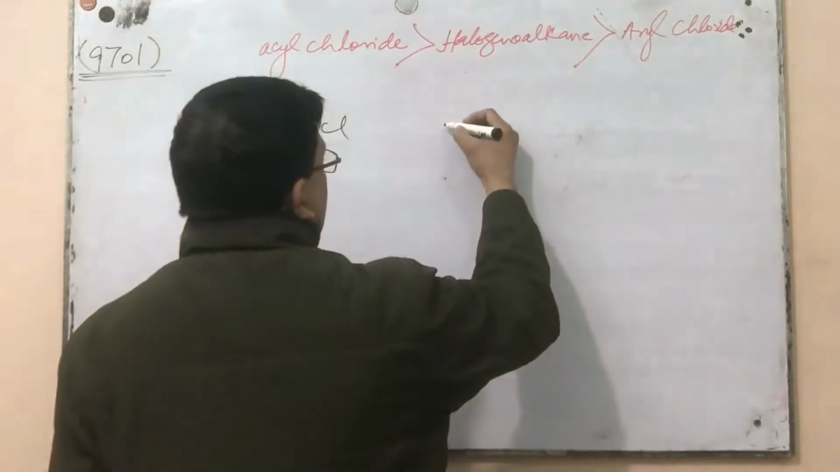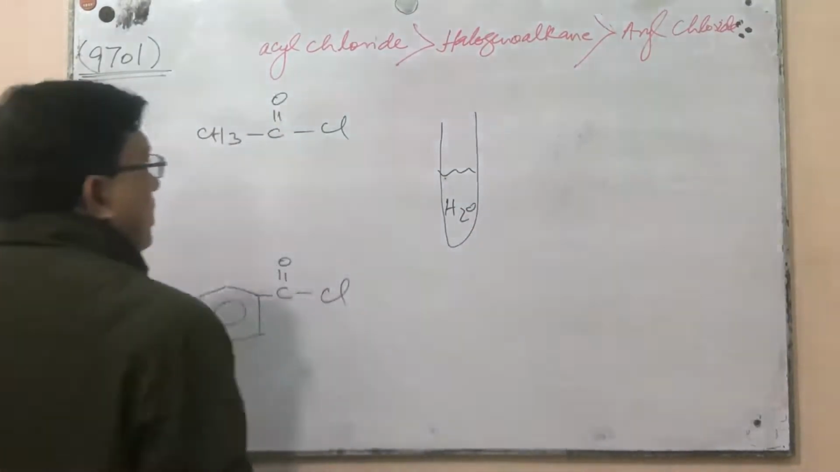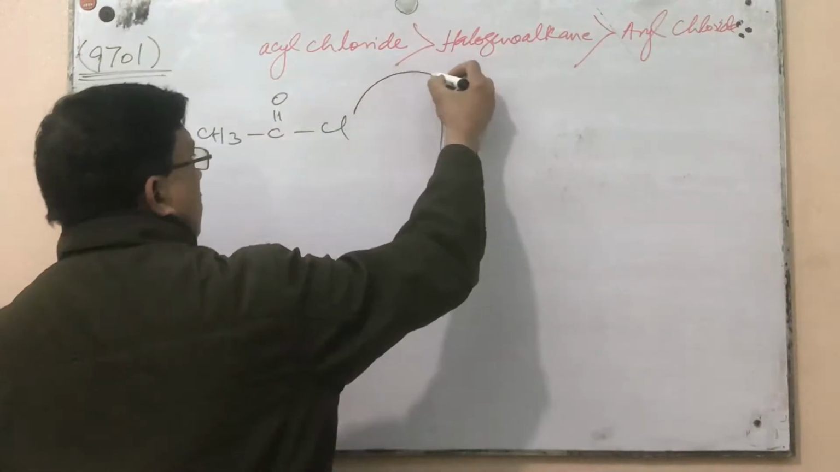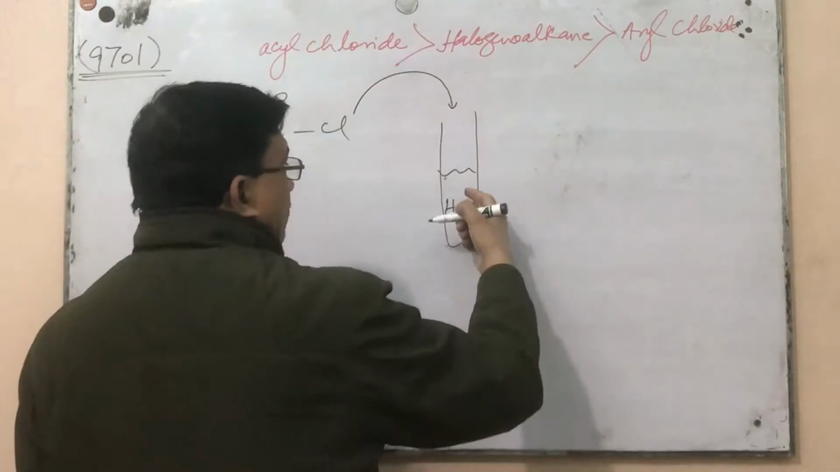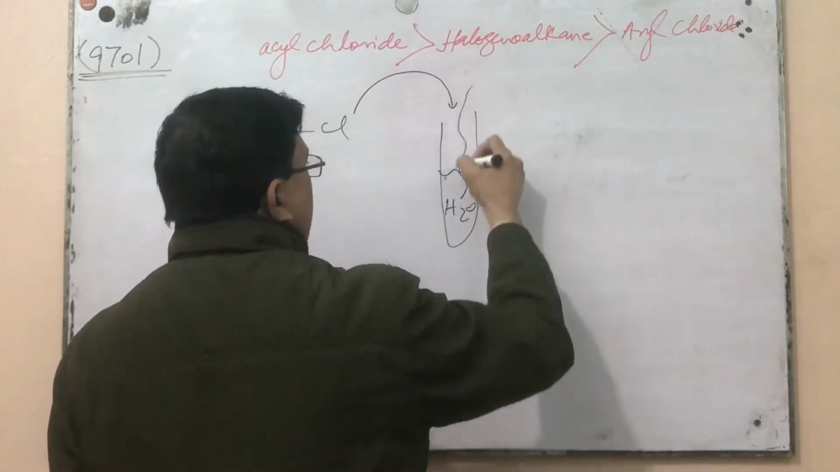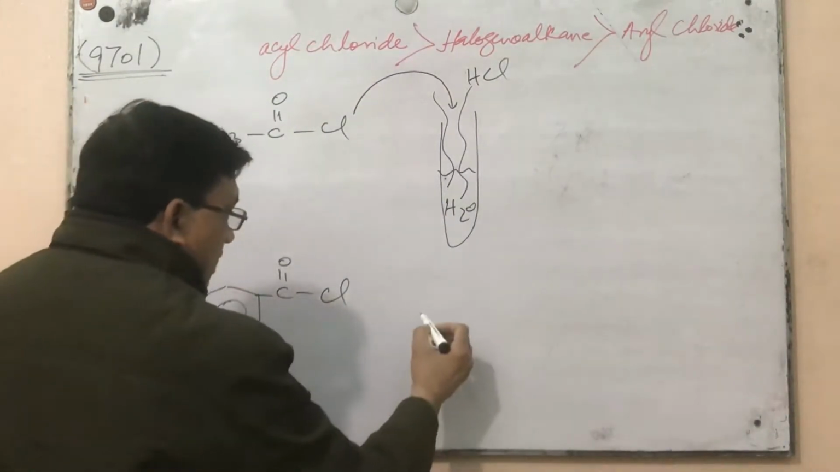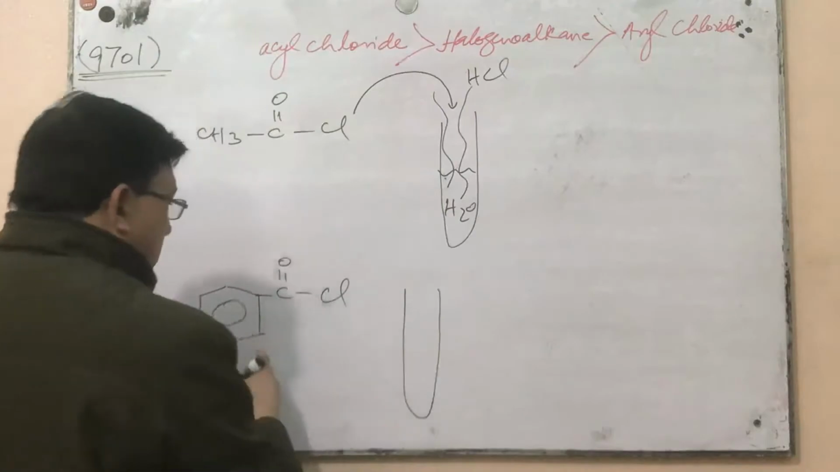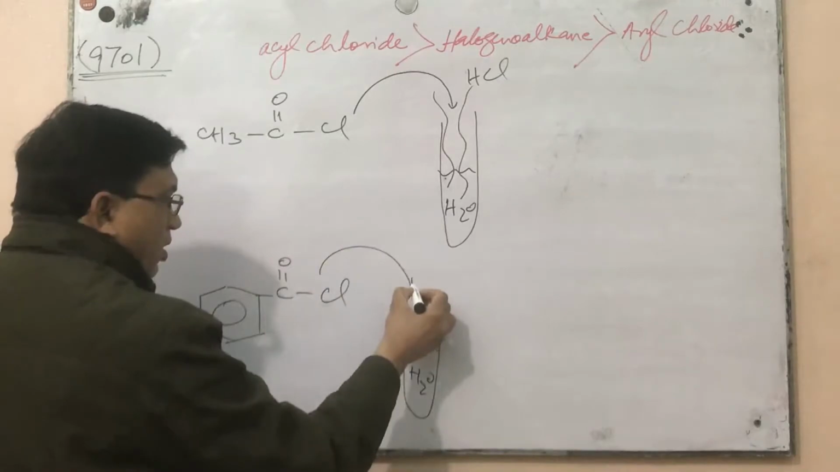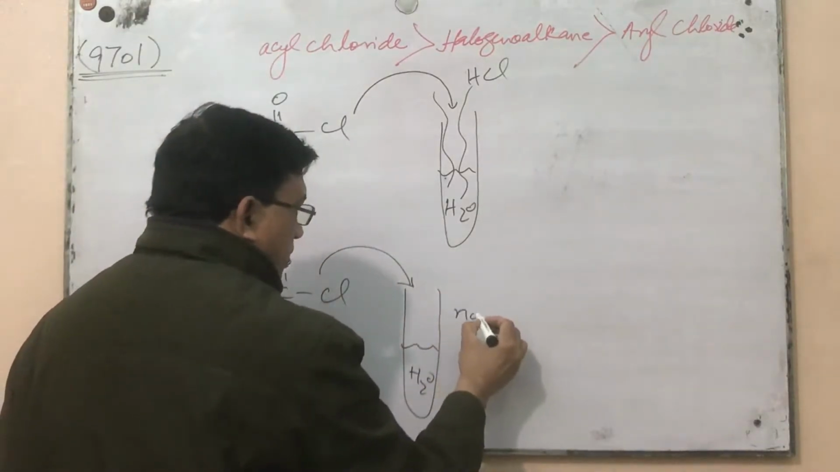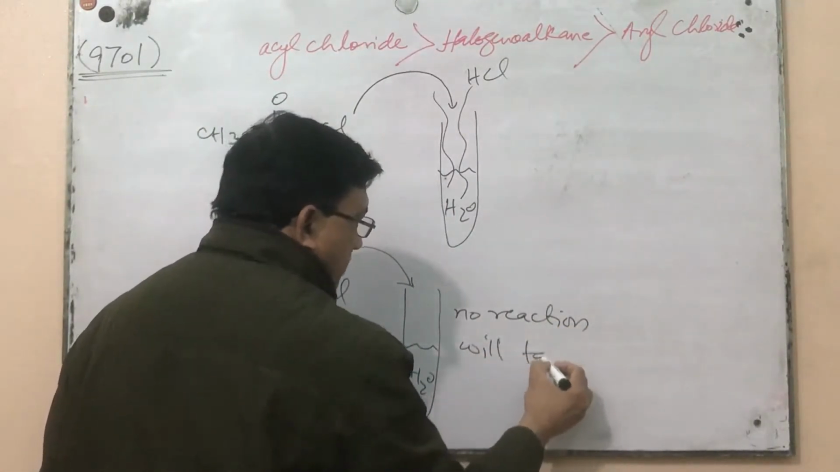If we take a test tube of water and put ethanoyl chloride drop by drop with the help of a teat pipette or dropper, a reaction will take place, producing white fumes of HCl. On the other hand, if we put acyl chloride into water drop by drop, then no reaction will take place.